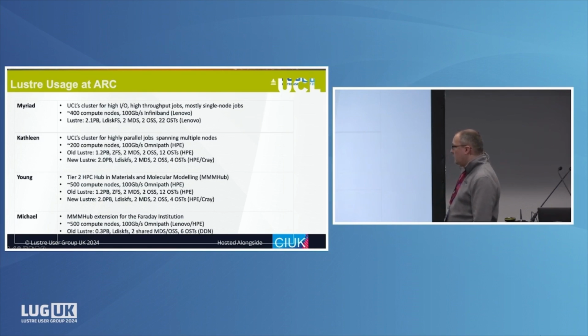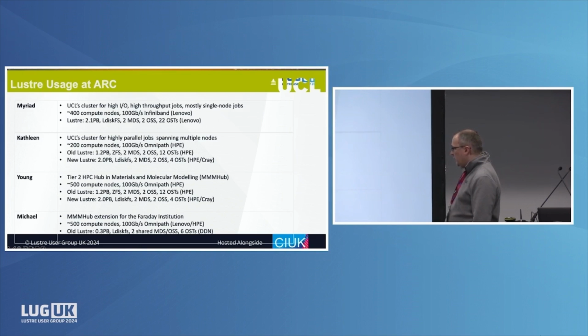Young is a system for the tier 2 materials and molecular modeling hub. It's basically a large version of Kathleen with 500 compute nodes, 100 gig Omnipath again. The old Lustre was similar, basically the same architecture as Kathleen's, so relatively poor performance. And we've also replaced it with another Cray cluster store system, again 2 petabytes on LDiskFS.